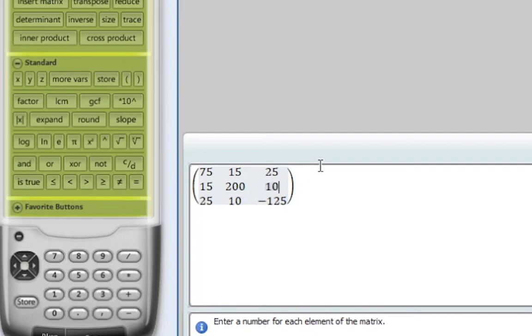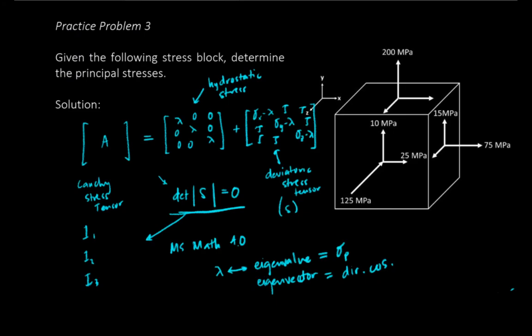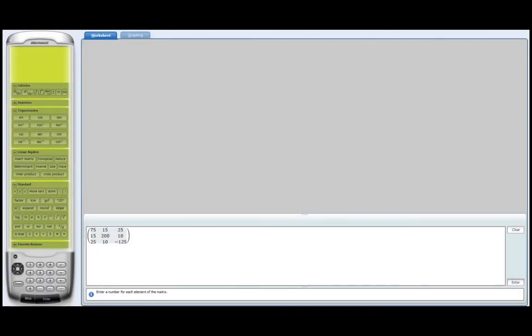Now, if you remember, let me just go back to our file. To get the eigenvalue, we just need to equate the determinant of the deviatoric stress tensor to 0. And the deviatoric stress tensor is the Cauchy stress tensor with the subtracted lambda in the diagonal direction. So let's go back to our MS Math 4.